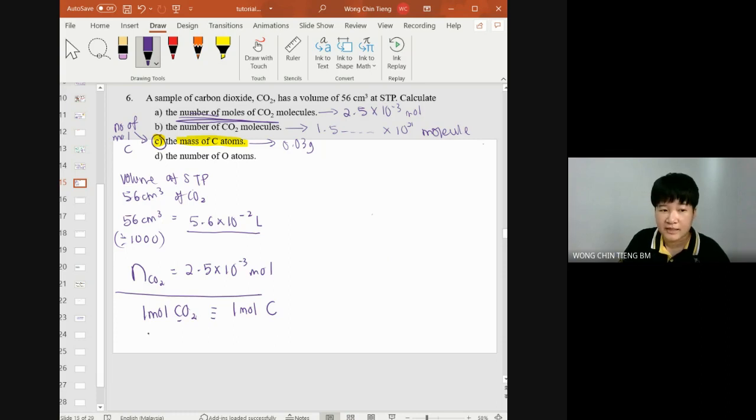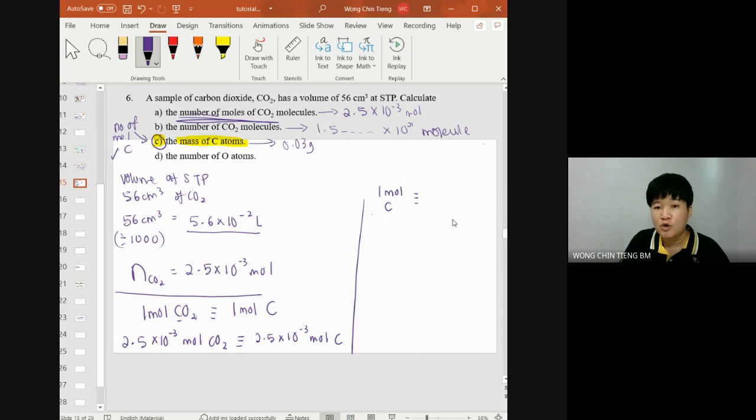The number of mole of carbon dioxide that you have in the question, 56 cm3, equals 2.5 times 10 to the power of negative 3 mole of carbon dioxide. 1-to-1 ratio. Need to press the calculator? No need. The number of mole of carbon is directly 2.5 times 10 to the power of negative 3 mole of carbon. Settled, we have the number of mole. The question asks for mass, so we always compare with molar mass. 1 mole of carbon equals how many gram, Haifah?